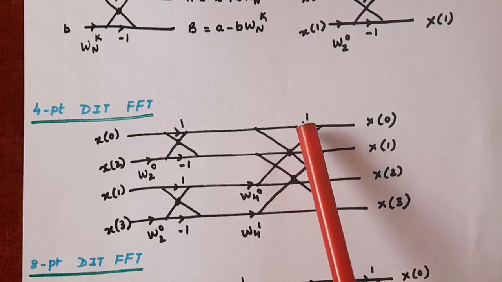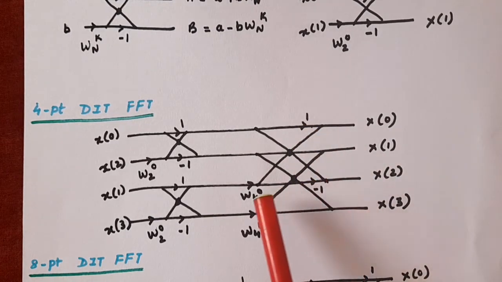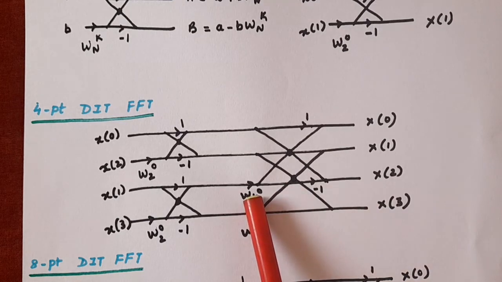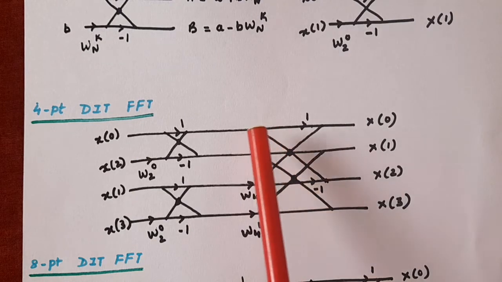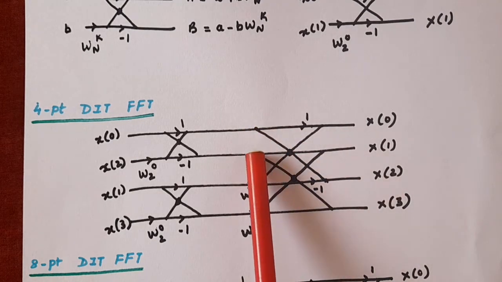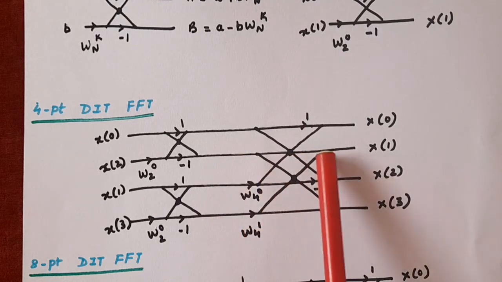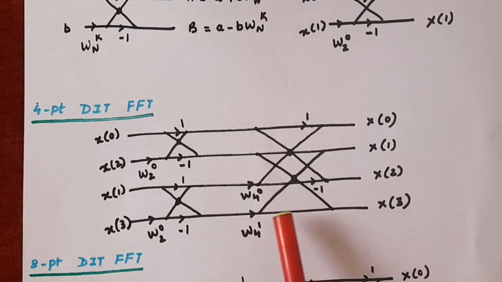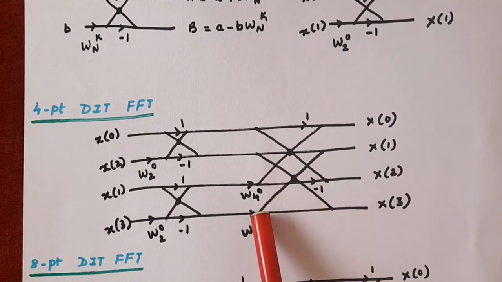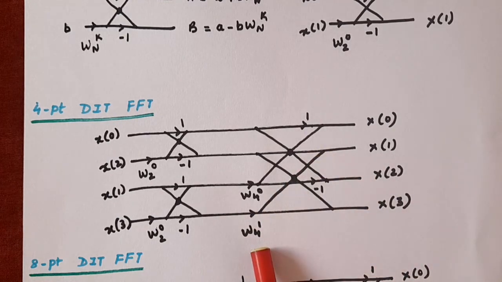For this butterfly, the upper line is 1 and the lower line is -1, and its twiddle factor is W4 to the power of 0. After you have drawn the first butterfly of the first line, draw the second butterfly. Go to the second line, leave two lines, 1, 2, and join it to the third one. Where you have joined, correspondingly from that point draw another line. The twiddle factor value here is W4 to the power of 1.